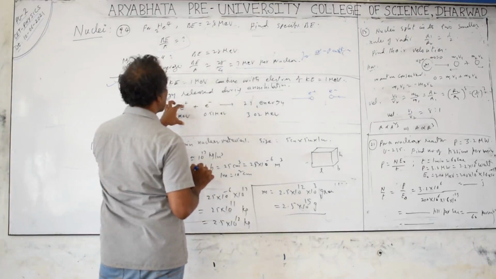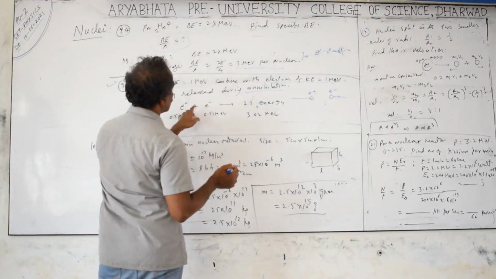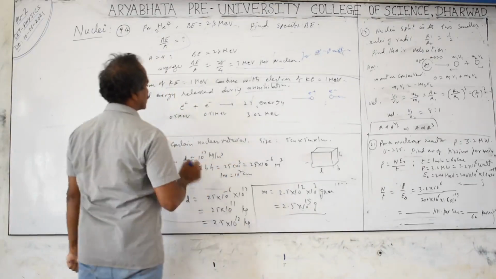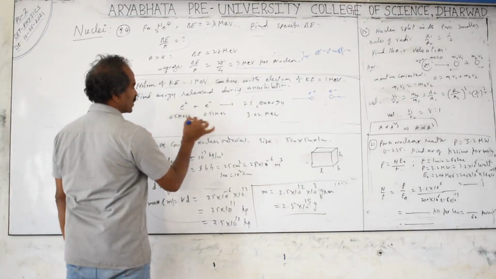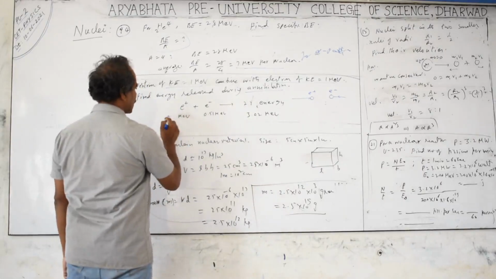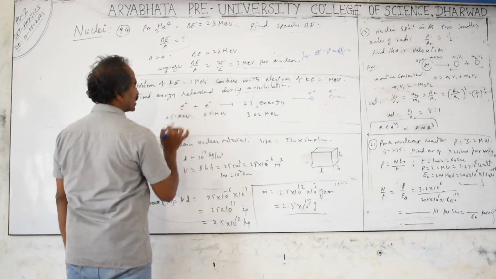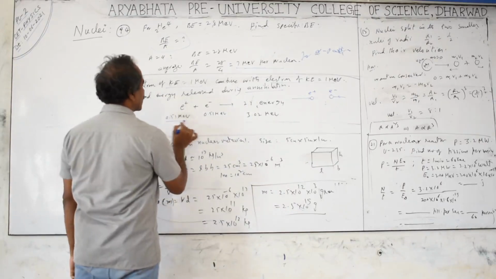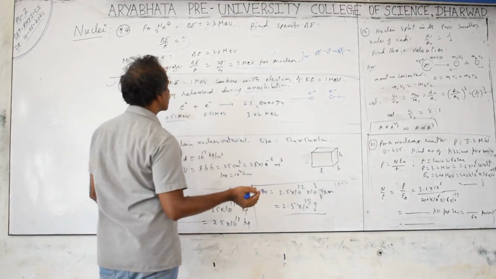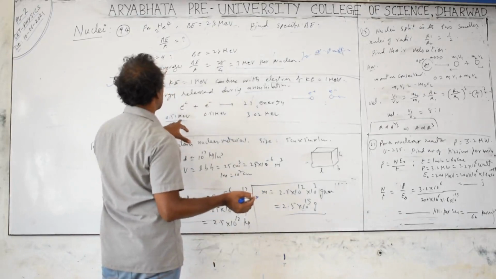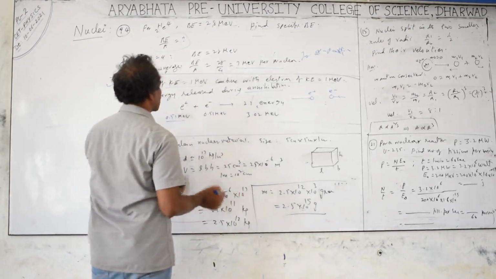So if you convert only the electron at rest into energy, or only the positron at rest into energy, the energy release will be 0.51 MeV. You have to remember this value. For electron only or positron only, the energy release when mass is converted into energy, E equal to mc square, is 0.51 MeV. This is at rest.